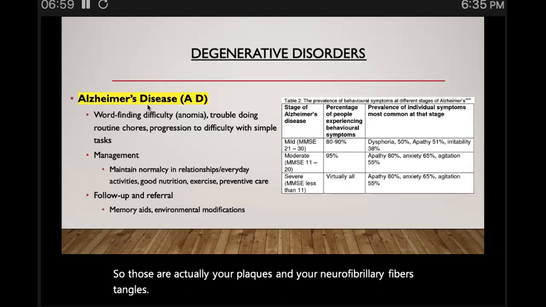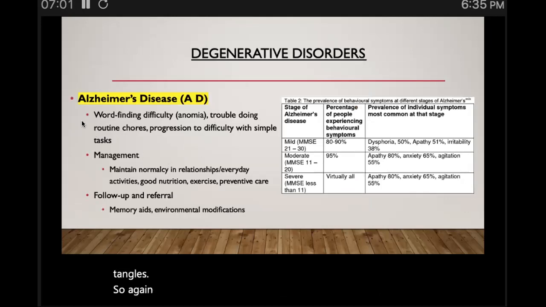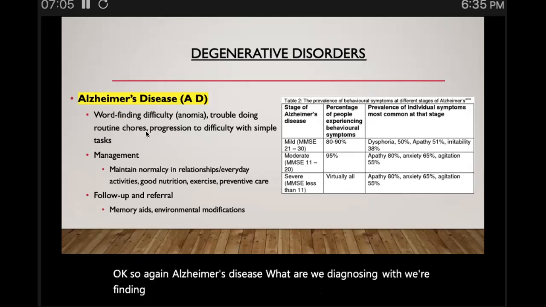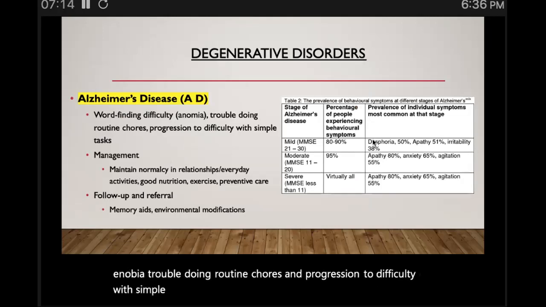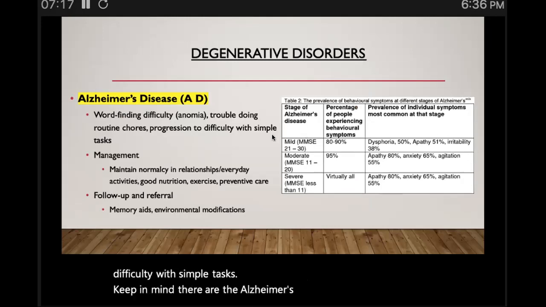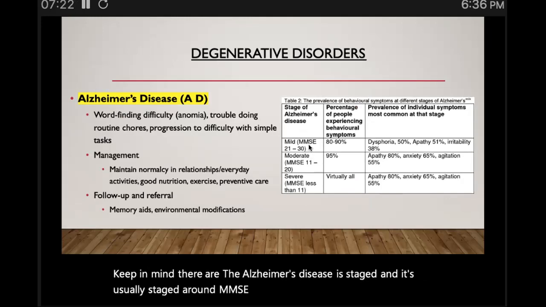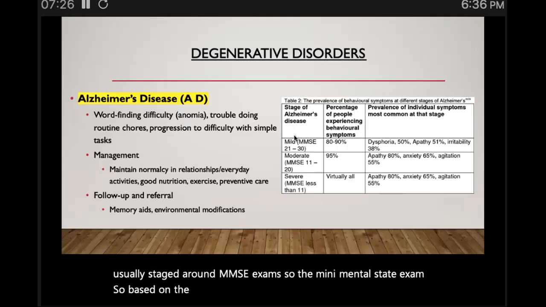Okay, so again, Alzheimer's disease, what are we diagnosing with? In terms of manifestations, we're finding difficulty with words, or anomia, trouble doing routine chores, and progression to difficulty with simple tasks. Keep in mind, Alzheimer's disease is staged, and it's usually staged around the MMSE exam, the mini mental state exam. Based on the scoring of that exam, that's how they stage Alzheimer's.